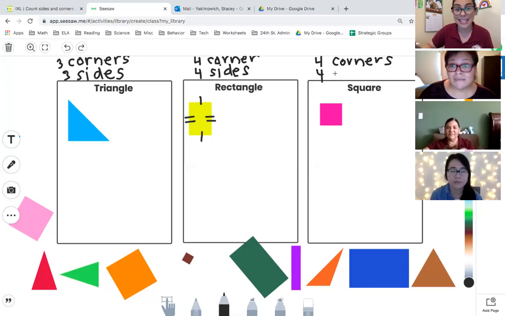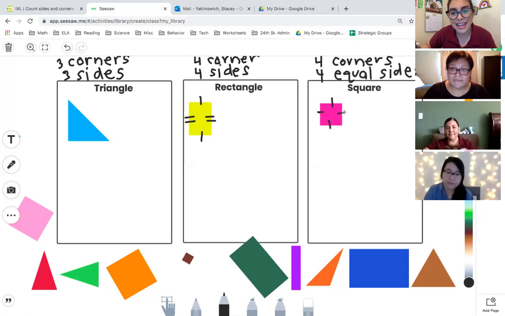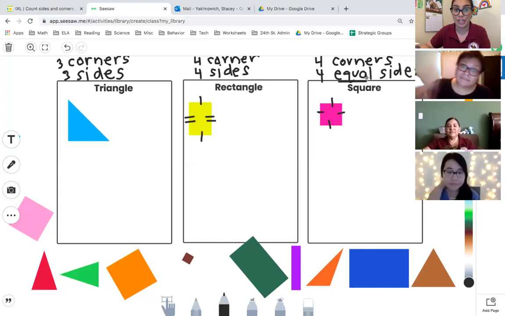And that's the key difference between rectangles and squares. And that makes it a lot easier for us to distinguish. Equal sides. So you need to make sure that you are looking at the sides and seeing, are they equal or close to equal? And so here we can see that they are all the same lengths, and equal is the important feature here.